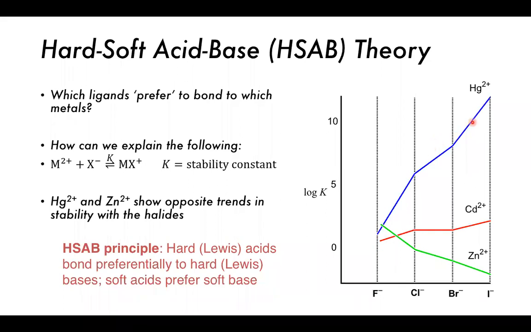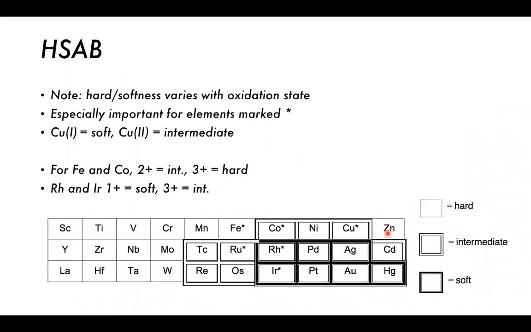And then with mercury, it prefers the softer bases because it is itself a soft metal. And then the zinc, being the hard acid, prefers the hard bases. So the hardness and softness varies with oxidation state, so it's not universal that a metal may always be hard or soft. So for example, iron and cobalt 2 plus are both intermediate, but in the case of iron 3 plus, that's hard. Rhodium and iridium 1 plus is soft, and 3 plus is intermediate.